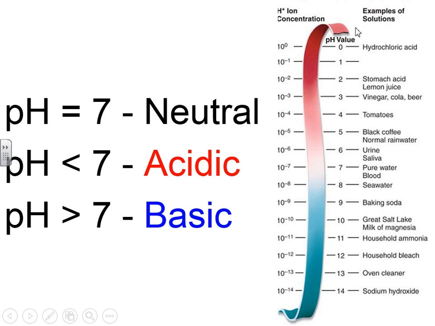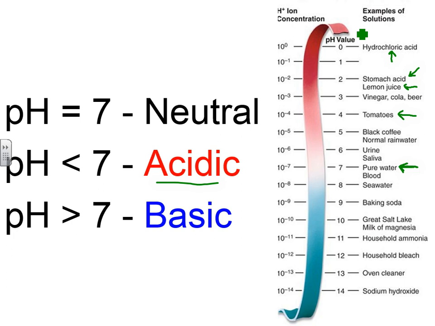Now, 7 is considered neutral. So here you have a little graphic showing some interesting solutions that have these pH values. So pure water is actually a pH of 7 by definition. And if you're below 7, less than 7 will be acidic. So for example, tomatoes are acidic. And lemon juice, we talked about stomach juice, which is actually hydrochloric acid. And pure hydrochloric acid in the laboratory will have a pH value of 0.